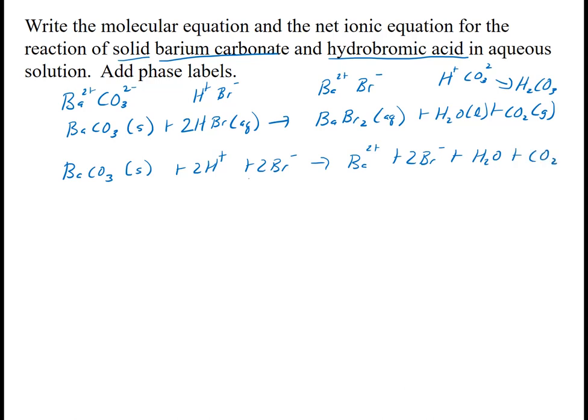The only thing that's going to cancel here, just like the last one, is the anion bromide. So I have barium carbonate plus 2 H pluses, goes to form barium 2 plus, water, plus CO2. And that is my final equation, my net ionic. And that is the end of this section of the textbook.